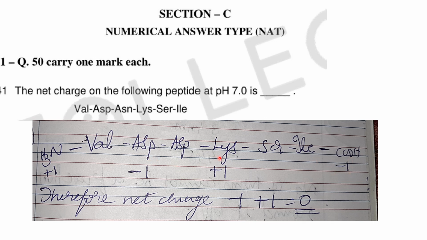Aspartic acid and lysine, they will have side groups. So here aspartic acid will be having COOH side group, lysine will be having an NH3 side group. At pH 7, it will be -1 for aspartic acid and +1 for lysine. Therefore, the net charge is -1 plus +1, that is equal to 0.